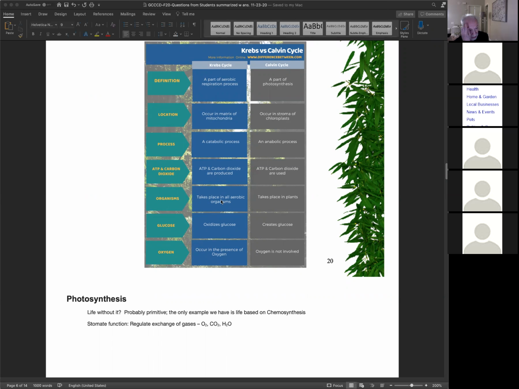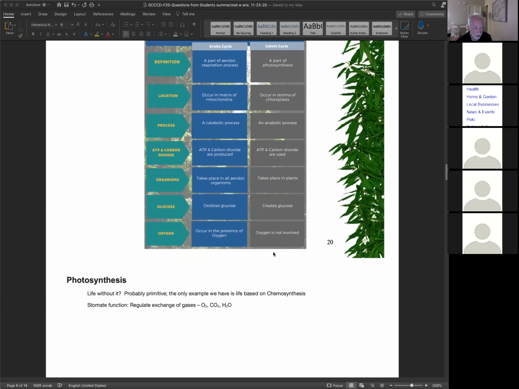Respiration occurs in all aerobic organisms, whereas the Calvin cycle occurs only in plants because it occurs in chloroplasts and only plants have chloroplasts. Krebs cycle oxidizes glucose, Calvin cycle creates it. And in the case of the Krebs cycle, it's aerobic, whereas oxygen isn't involved in the Calvin cycle.